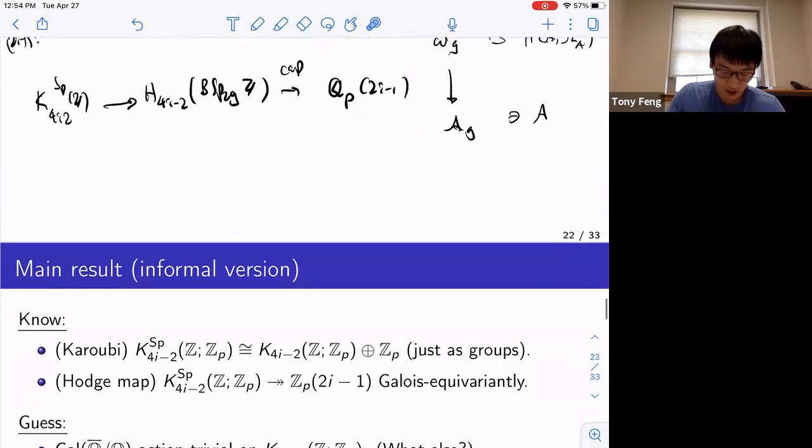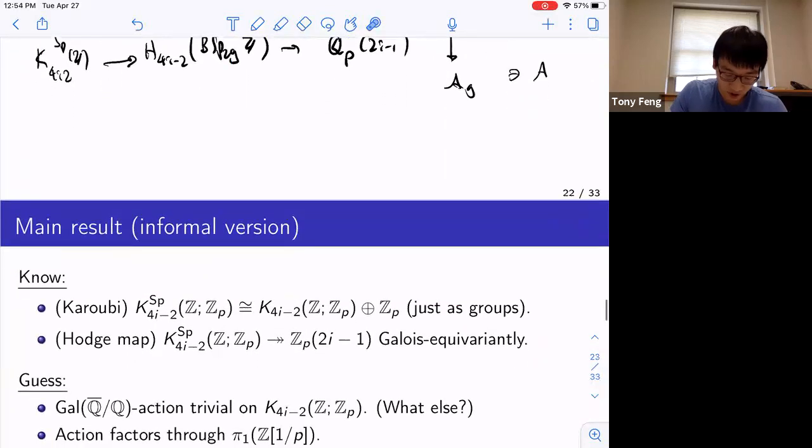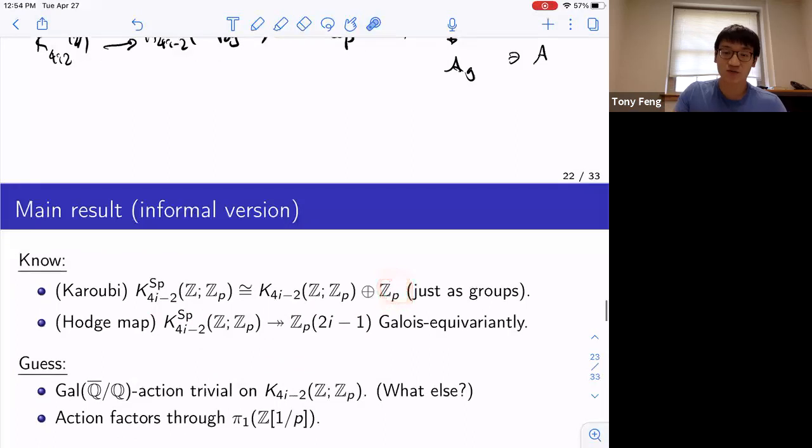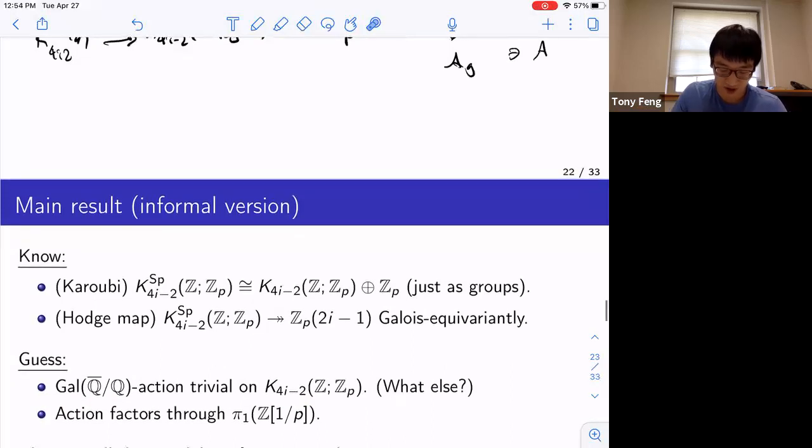Okay, so let's just collect what we know, what we think is true so far. So Karoubi tells us that symplectic K-theory is a certain direct sum like this as underlying groups. Then we constructed some Galois equivariant map like this. So that describes what's going on Galois theoretically on this factor. We also guess, for the reasons I mentioned earlier, that the Galois action is trivial on here, just because what else would it be? We don't know how to define anything else that's natural. And finally, if you're familiar with arithmetic geometry, you would expect that the action should be unramified everywhere except over p. So you expect the action factors through this kind of fundamental group, which I had written down earlier.